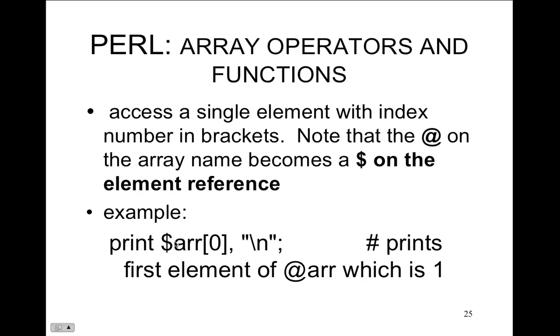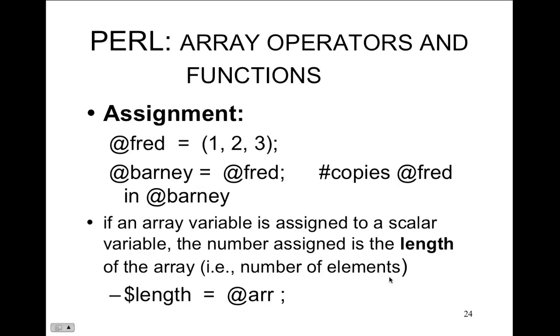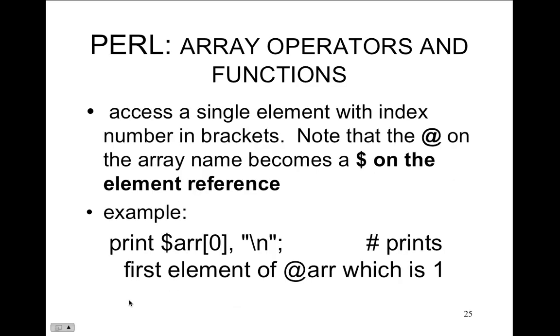So we say print array 0, which prints out the first element of the array, which is 1. So array 0 is 1, with 1, 2, 3 in there. So, yeah, that is the bullet. No minus sign there.